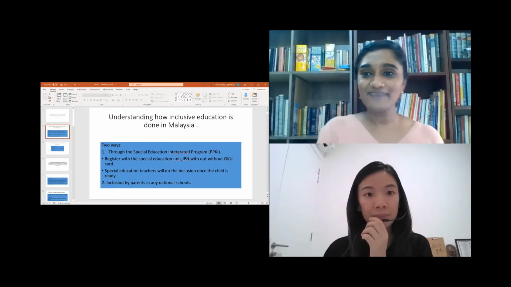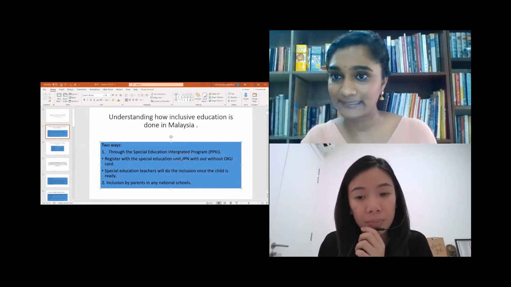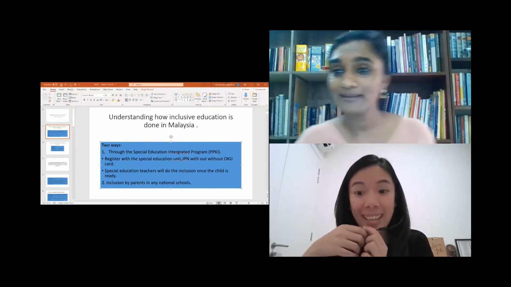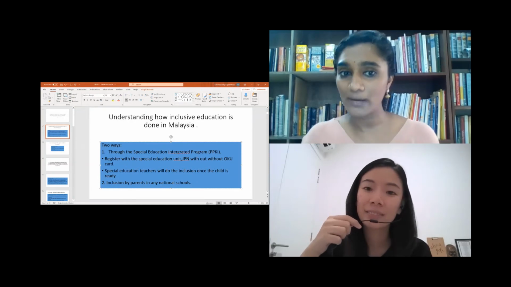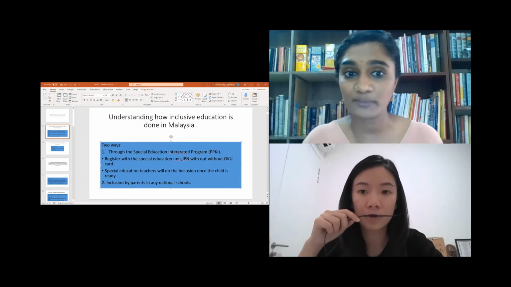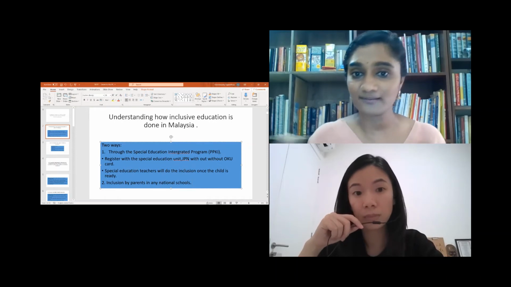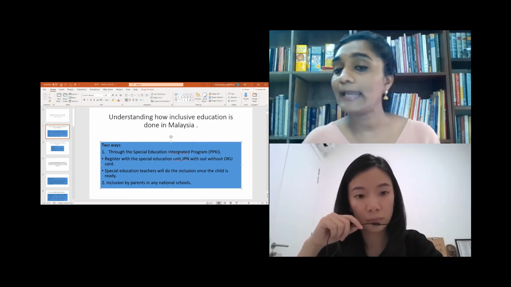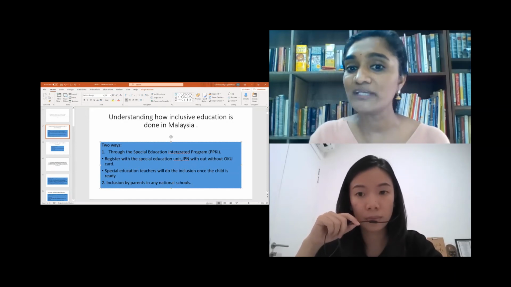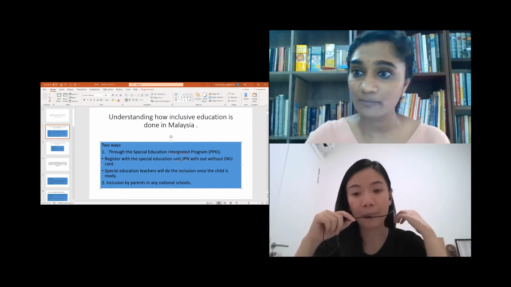So we have to understand how inclusive education is actually done in Malaysia, in our own country. There are two ways. The first one is through the special education integrated program, which we call PPKI. So how do we go about it? The parents register the children with the special education unit in JPN, Jabatan Pendidikan Negeri. In Malay, it is called Unit Pendidikan Khas Jabatan Pendidikan Negeri. Whatever state you are coming from, like Perak means JPN Perak.